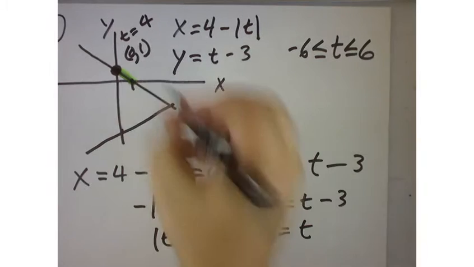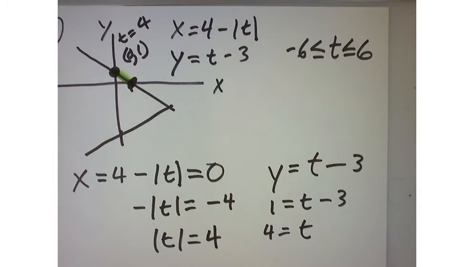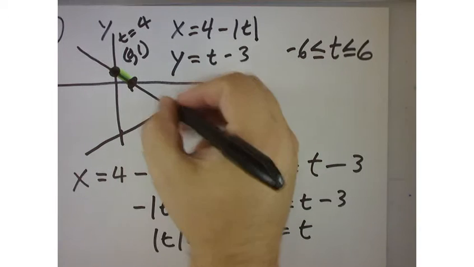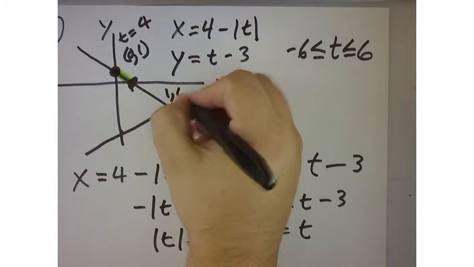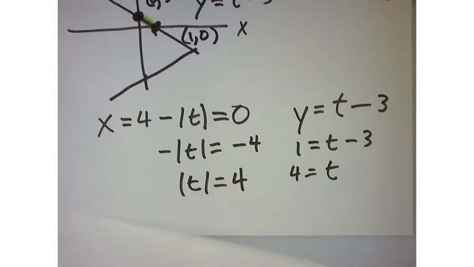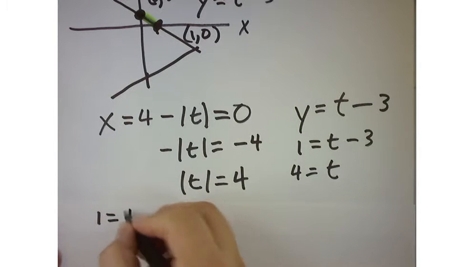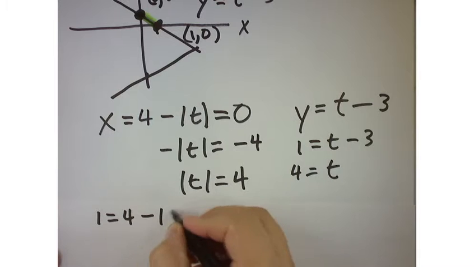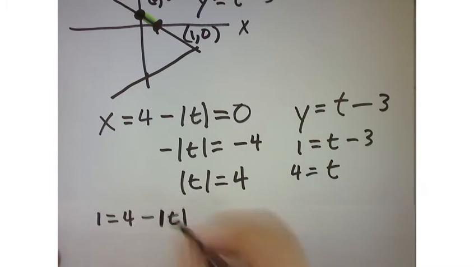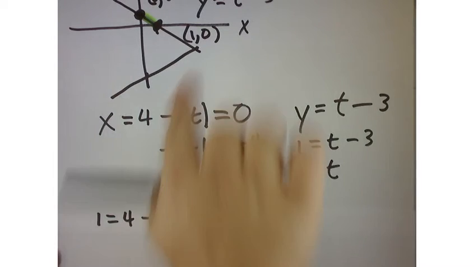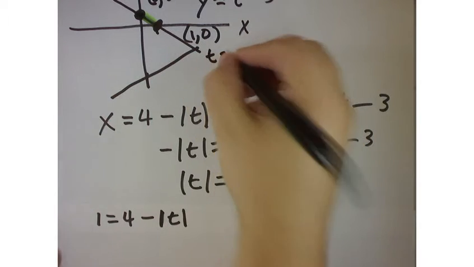Now I just need to find this point here, which is 1, 0. So similarly, I'm going to say 1 is equal to 4 minus the absolute value of t. Why did I plug in a 1 there? Because that's my x value. Remember, we're trying to figure out what t is here.